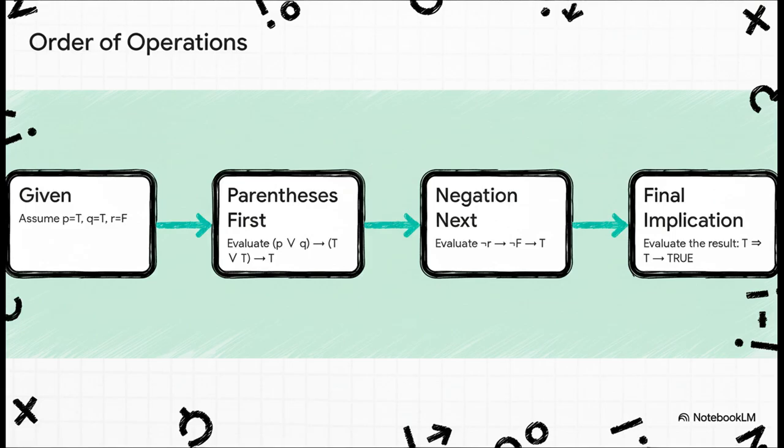Let's solve it together. First, we tackle the stuff in the parentheses. P or Q becomes true or true, and we know that's true. Easy. Next, the negation. Not R becomes not false, which our table says is true. Finally, we're left with the big implication in the middle. True implies true, and we know from our table that's true. The final answer is definitive.